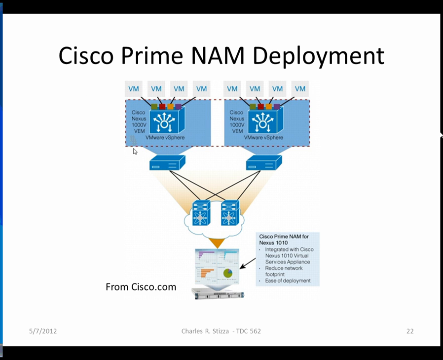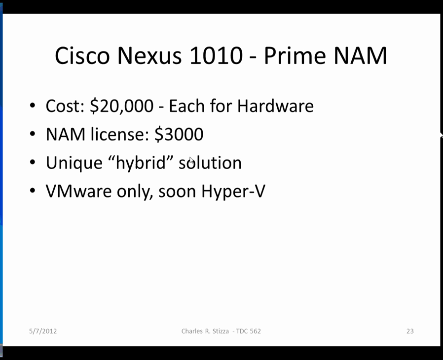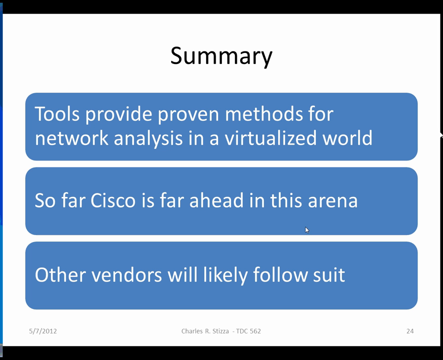A NAM deployment looks like this. Virtual Ethernet modules, again, our Nexus 1010. But we also have the Prime Network Analysis Module virtualized appliance running on this hardware. And so we get all the benefits of a network analysis module for the virtualized world. The NAM is about 20,000 per hardware piece, so deployed in a pair, it's 40,000. Plus, you need a NAM license, which is 3,000. So it's a little over 50,000. It only runs on VMware right now, but soon it will support Hyper-V. Doesn't run on Citrix or KVM.